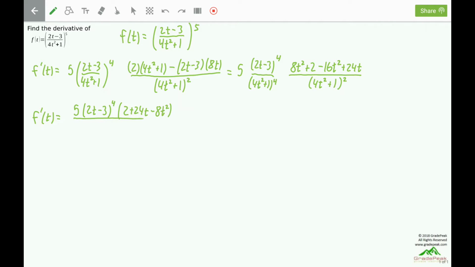And then all of this is divided by, multiply the denominators. We have a 4t squared plus 1 to the 4th, and we have a 4t squared plus 1 to the 2nd. We can add those together. 4 plus 2 is 6. So we have a 4t squared plus 1 to the 6th.